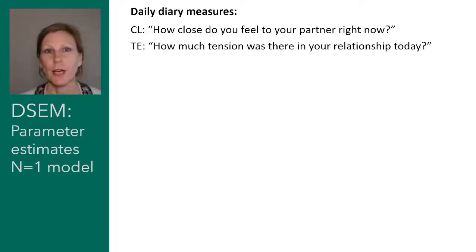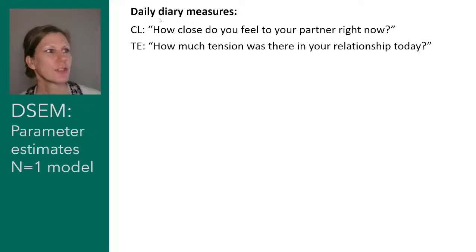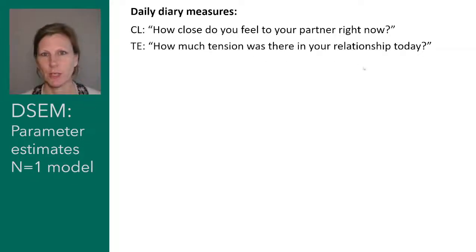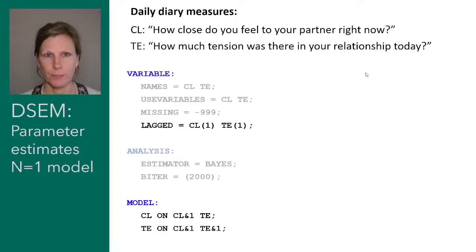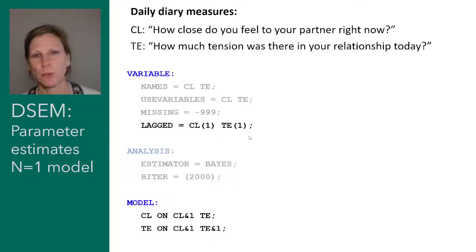I'm making use of a hypothetical example, so based on simulated data, consisting of daily diary measures where the first variable is how close do you feel to your partner right now? And the second one is how much tension was there in your relationship today. The model we specified in the end was a model in which we have lagged versions of both variables. So we get closeness and tension yesterday.